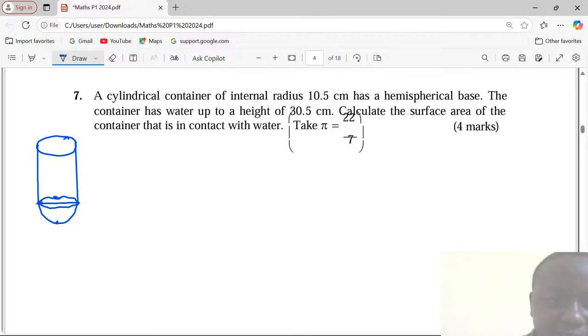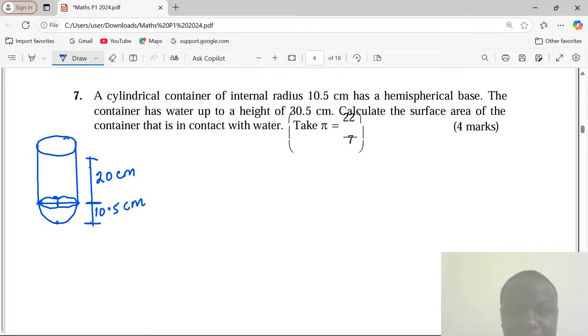Now we are told that the radius is 10.5 centimeters, and it is having water up to a height of 30.5. So what we're supposed to know is that from the base up to where the hemispherical part is ending, there is a length equivalent to the radius of the hemisphere, which is also the radius of the cylindrical part, and that is 10.5. And if water is up to a height of 30.5, then there remains a height of 20 centimeters, so that the total height of water becomes 30.5.